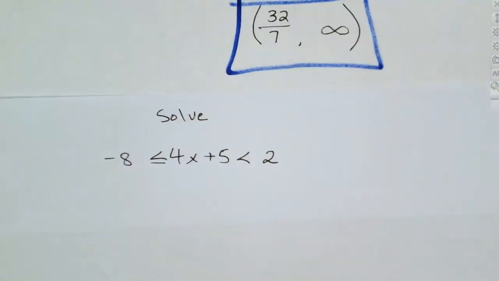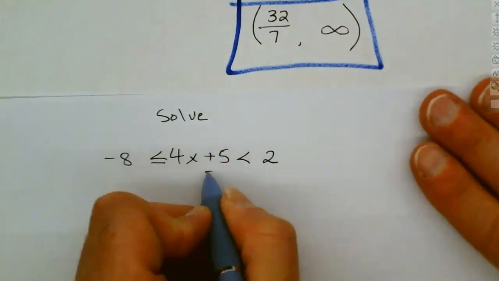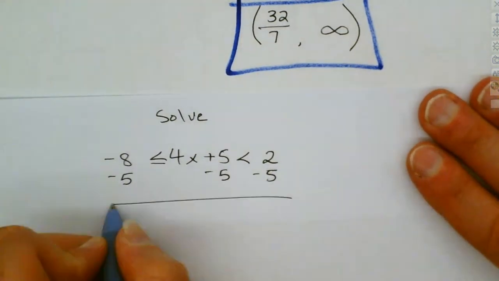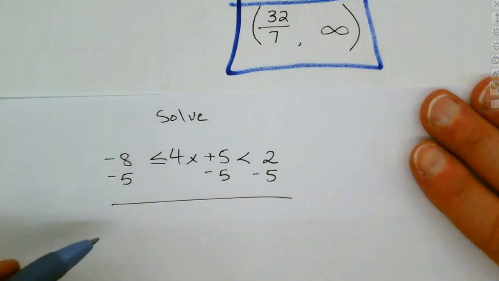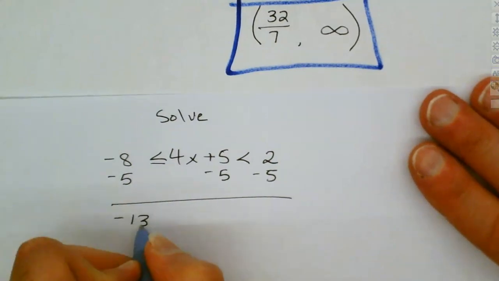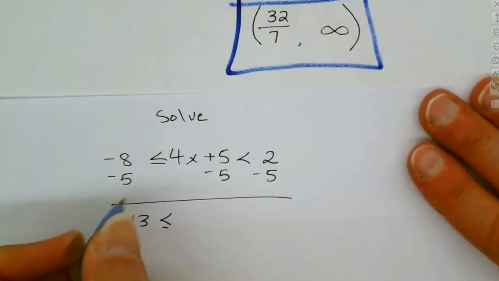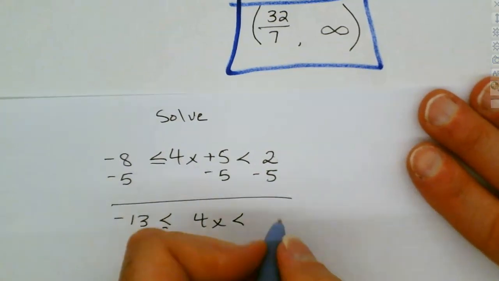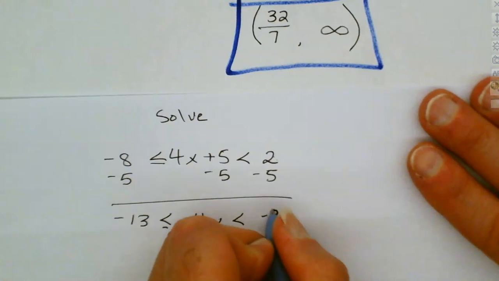So if I gave you this one, how would you go about solving it? Well, we have 2 inequality symbols, and we need to keep the x trapped in the middle. So I would move the 5 over with subtraction, and 8 minus 5 makes it a minus 13 there. We still have a 4x in the middle, and 2 minus 5 makes it a minus 3, doesn't it?